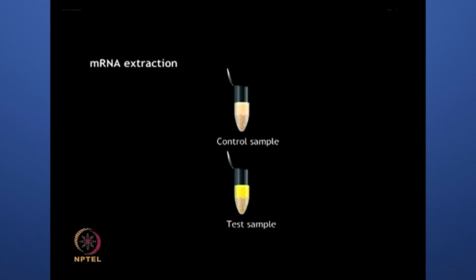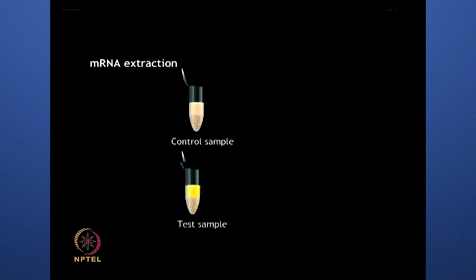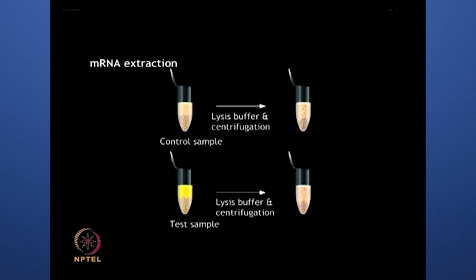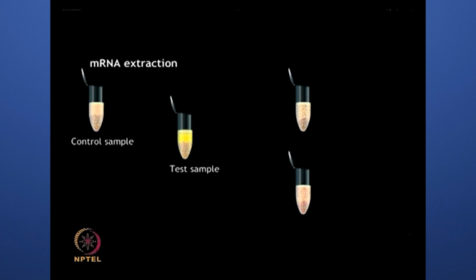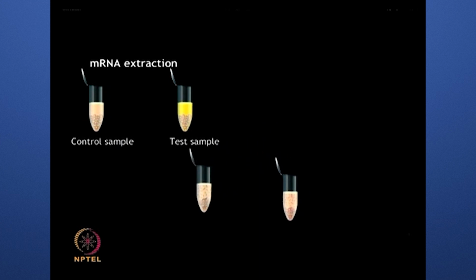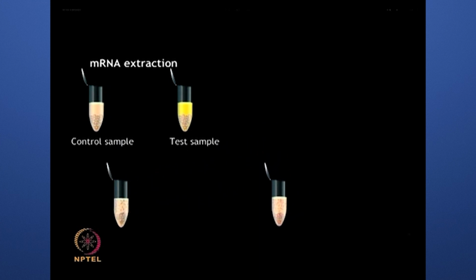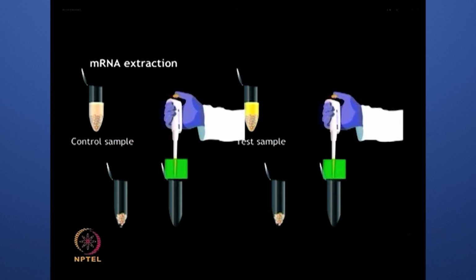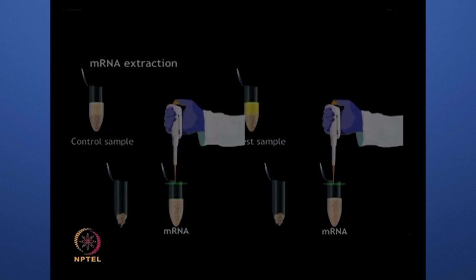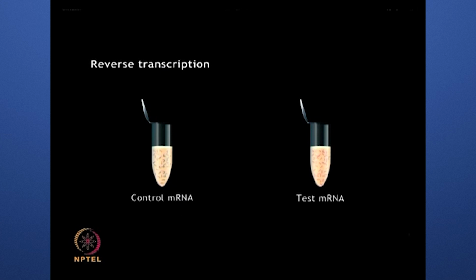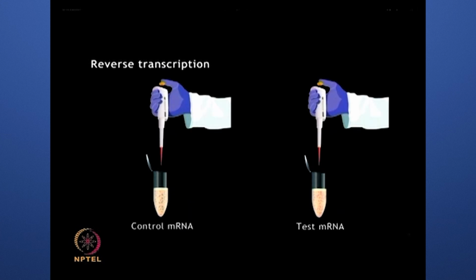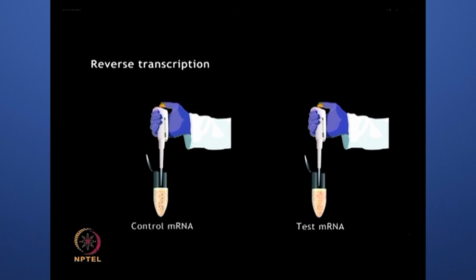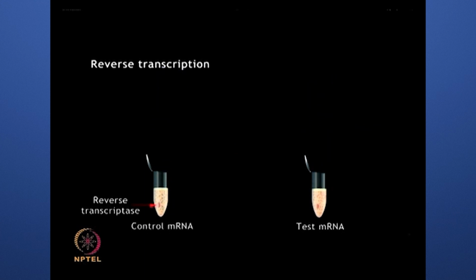The mRNA present in the control and test sample is extracted by addition of lysis buffer, which breaks open the cell. Centrifugation helps in pelleting down the cell debris, after which the mRNA present in the supernatant can be transferred into a fresh tube for further analysis. The extracted mRNA is then reverse transcribed into its corresponding cDNA by means of the enzyme reverse transcriptase.